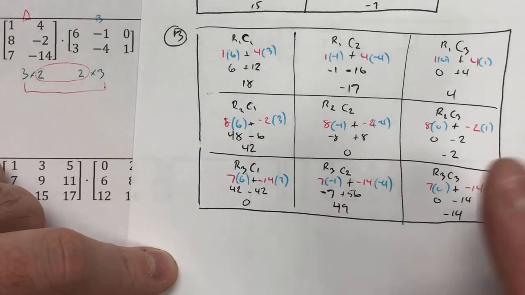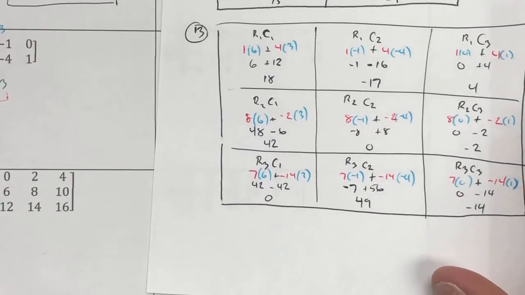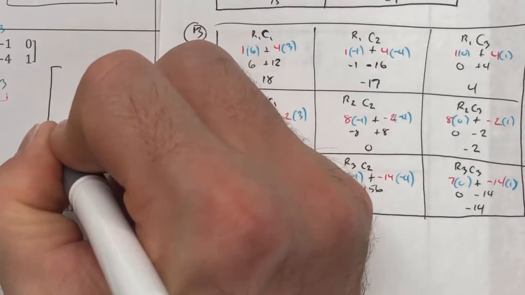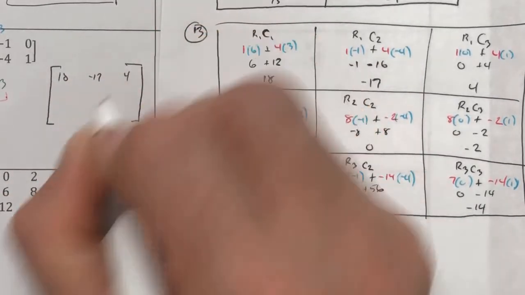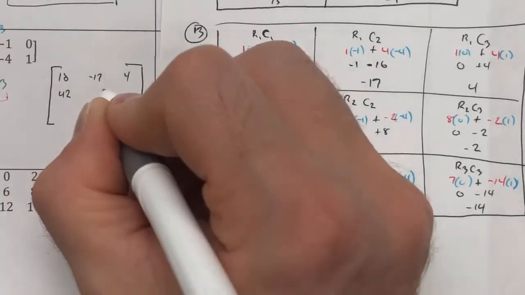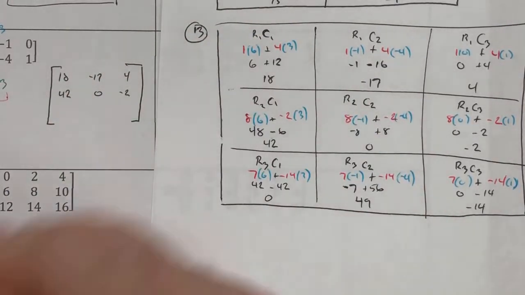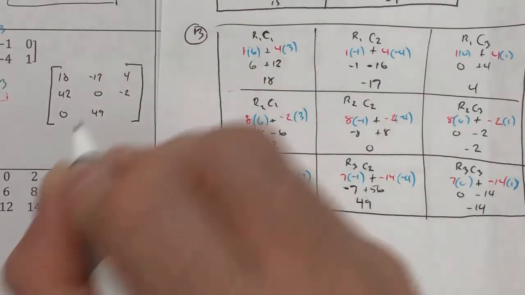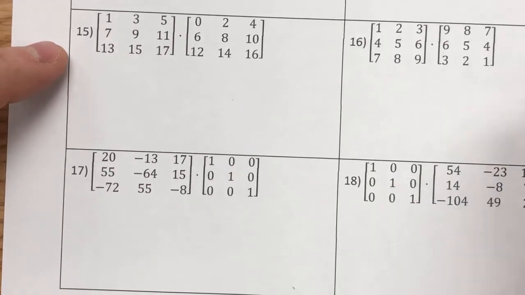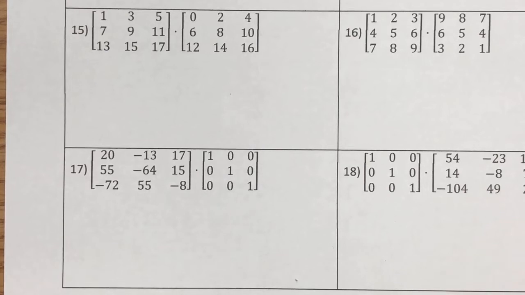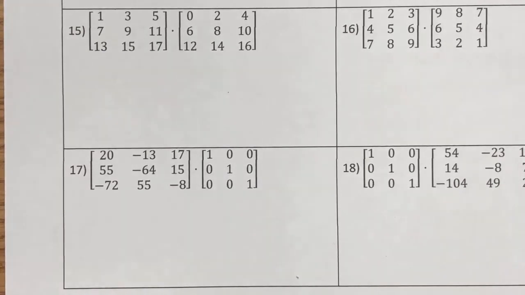Perfect. And then this is all the information I need to actually make my matrix. So I know it's going to be a 3 by 3: 18, negative 17, and 4, 42, 0, and negative 2, 0, 49, and negative 14. Boom. And there we go. So why don't you go ahead and try the next two. We have 2 left, numbers 15 and 17. Pause the video, give them a shot, and see how well you do. Unpause it when you're done and check your work.